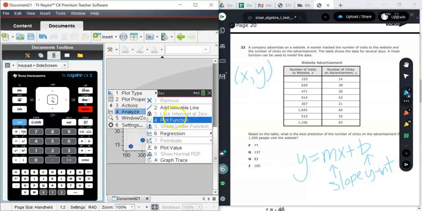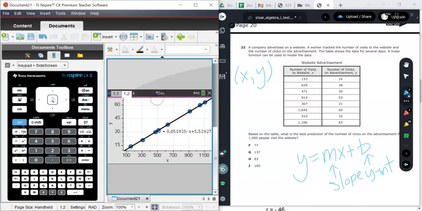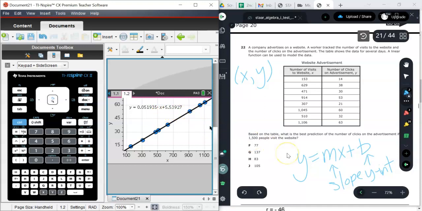Whenever you're looking for an equation, you go to regression. Regression is a complicated vocabulary word for finding an equation, finding what we call a line or a function of best fit. So I want mx plus b. So I click mx plus b, and there is my linear equation. y equals 0.051935x plus 5.53927. So that is a y equals mx plus b situation.